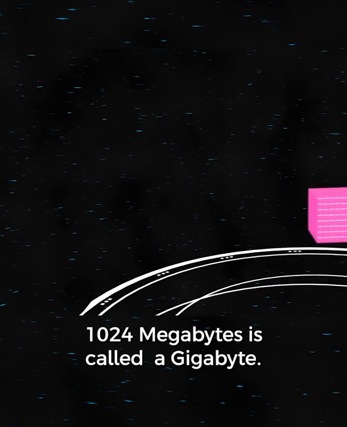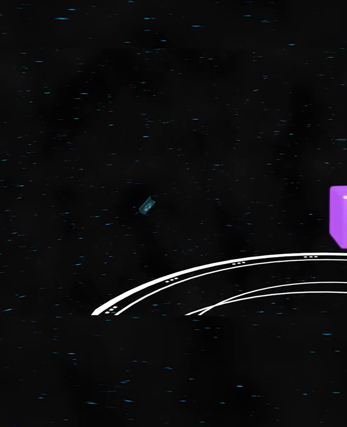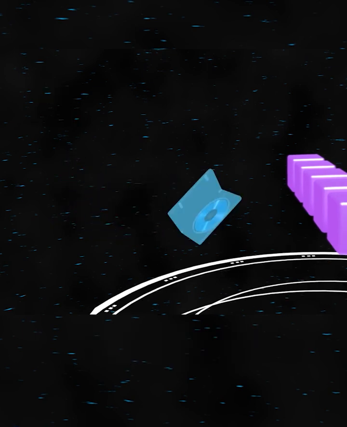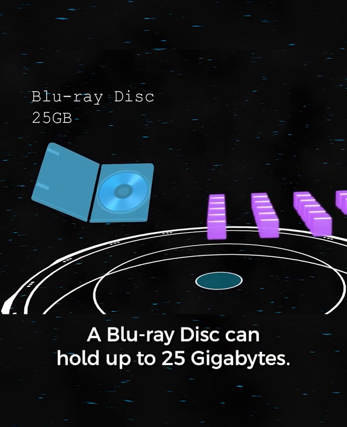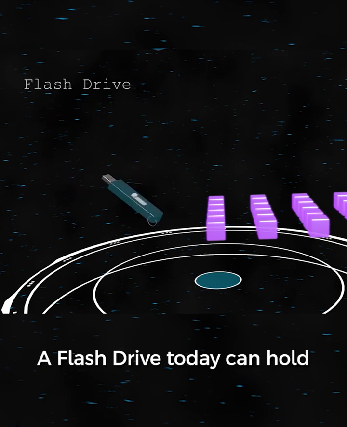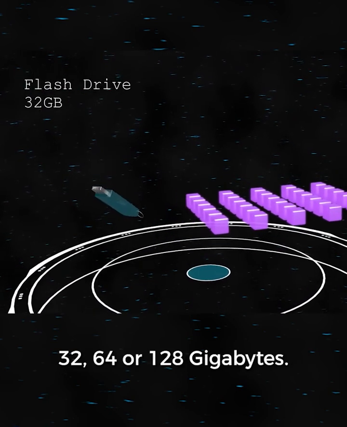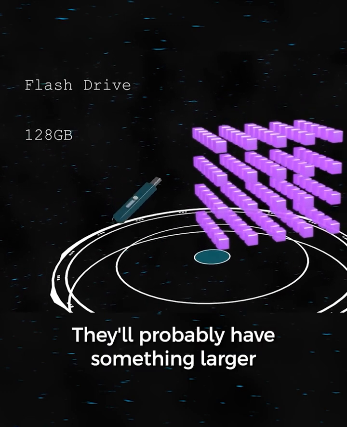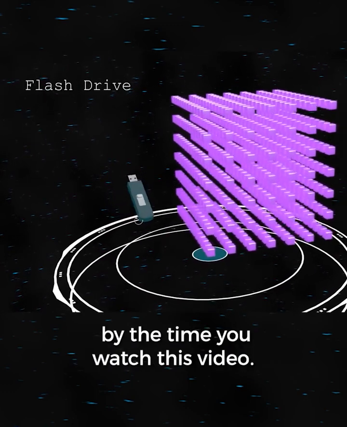1024 megabytes is called a gigabyte. A DVD can hold up to 4.7 gigabytes. A Blu-ray disc can hold up to 25 gigabytes. A flash drive today can hold 32, 64, or 128 gigabytes. They'll probably have something larger by the time you watch this video.